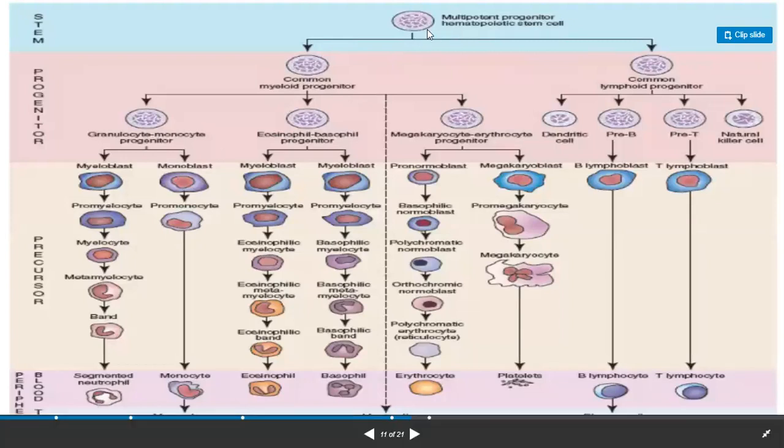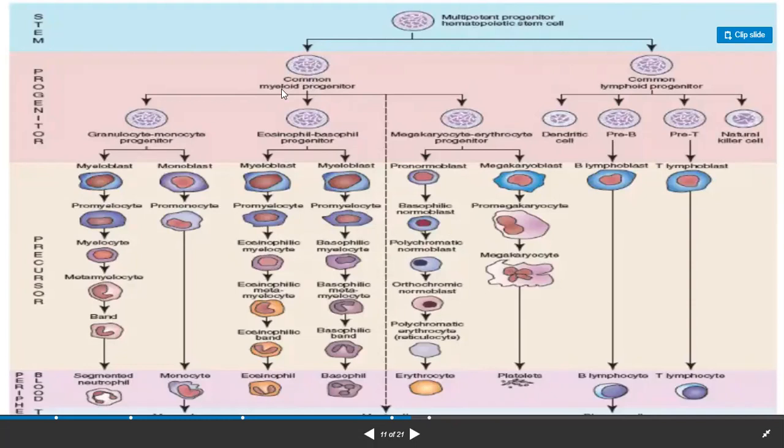This diagram began with the multipotent progenitor hematopoietic stem cell. So these are the stem cells. We said they are totipotent and multipotent. So here we have a multipotent progenitor stem cell. And this multipotent stem cell, we said, can give rise to a myeloid progenitor and a lymphoid progenitor. So this one here, myeloid progenitor, will now split again.